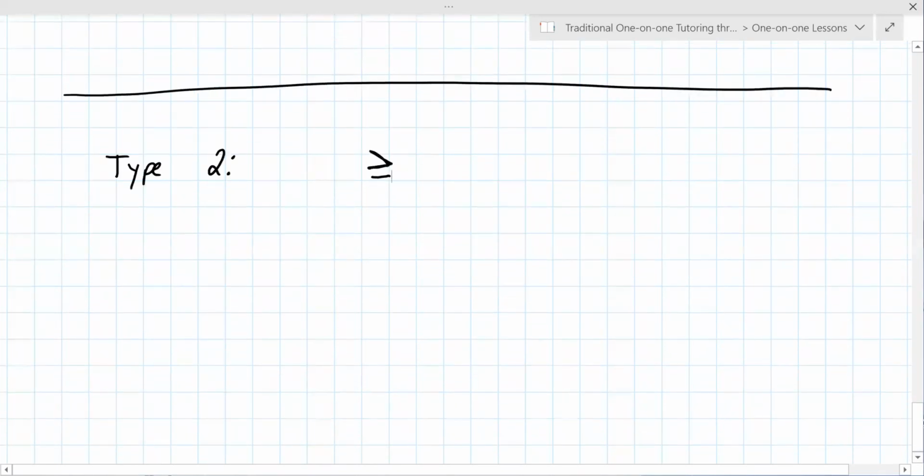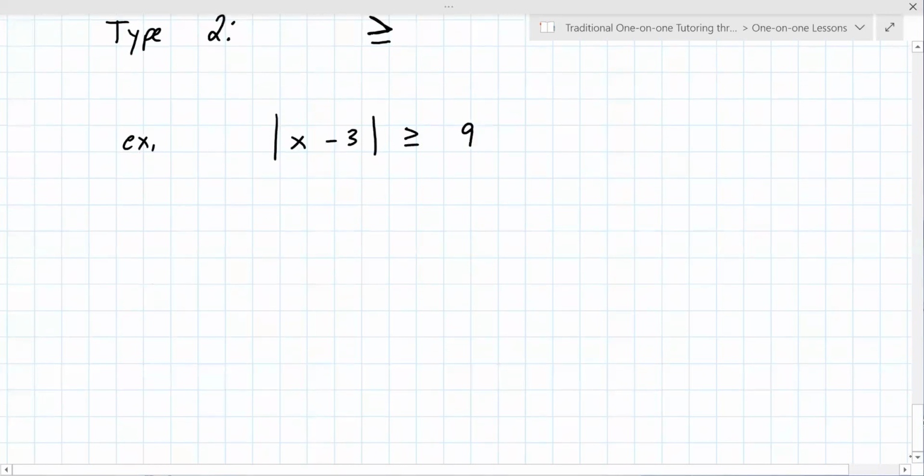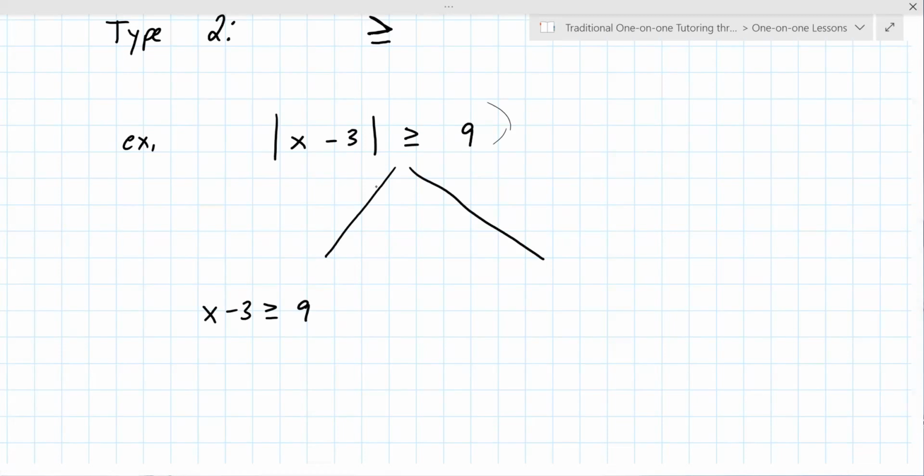Because there's two types of problems you're going to see, and the first one is this type here. All right, so let's look at an example problem. Let's say that it is absolute value of x minus 3 greater than or equal to 9. So this time you actually have to write two equations. The first one is exactly this, without the absolute value. Do you see I wrote exactly what's here, but without the absolute value? Okay.